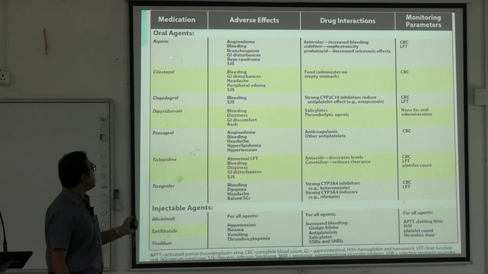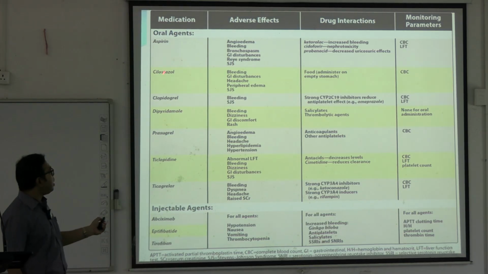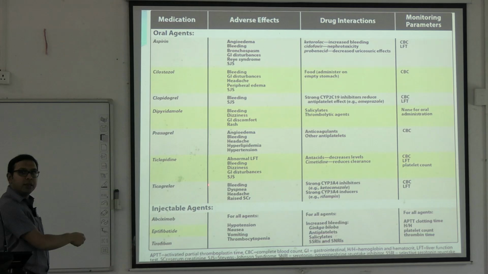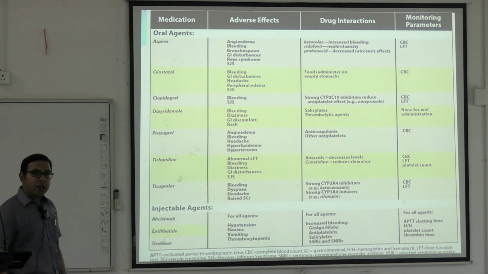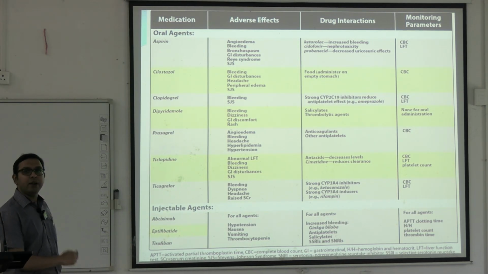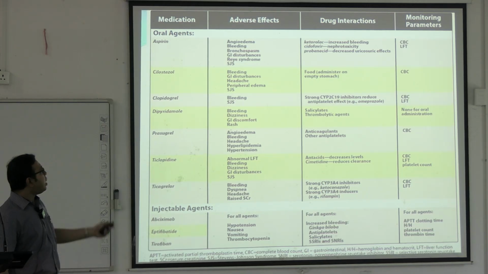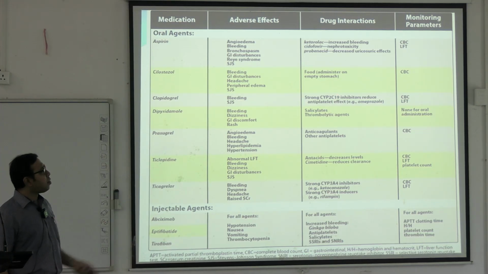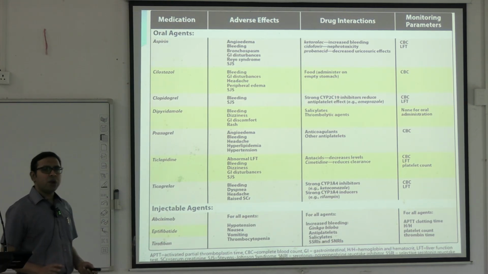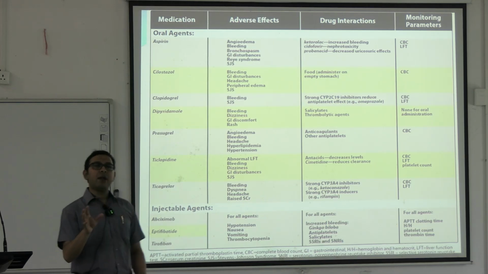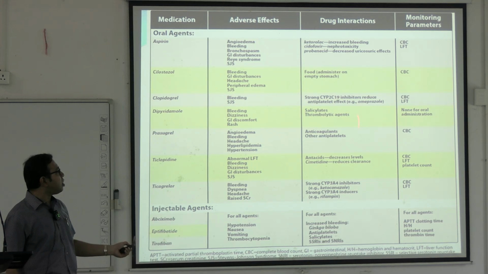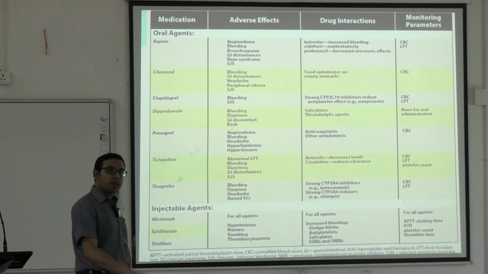So you can see these are the different medications like aspirin, cilostazol, clopidogrel, dipyridamole, prasugrel, ticlopidine, ticagrelor. These are mainly used as oral drugs, and the GP2B3A inhibitors like abciximab, eptifibatide and tirofiban are injectable drugs. So in a nutshell, you can see the adverse effects. More or less we have seen drug interactions and monitoring. Details are not required, but remember that all antiplatelet drugs, if combined with anticoagulants, carry more chances of bleeding.